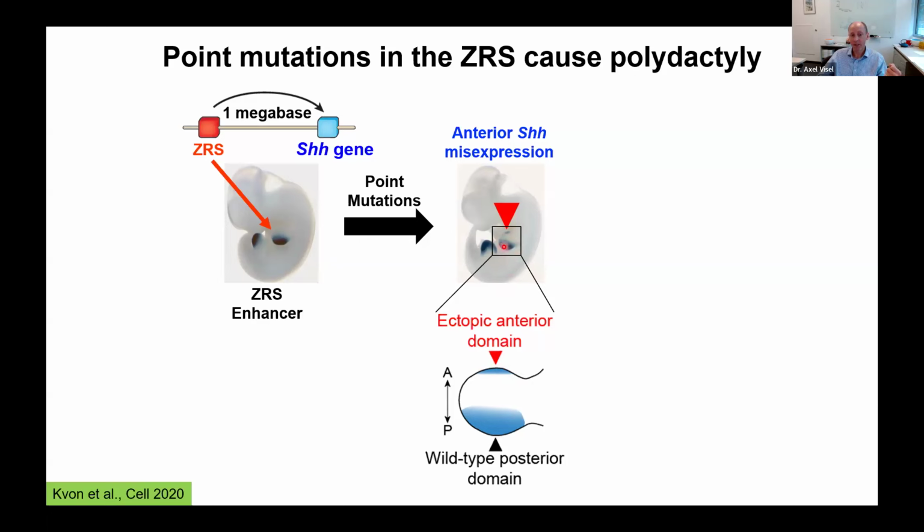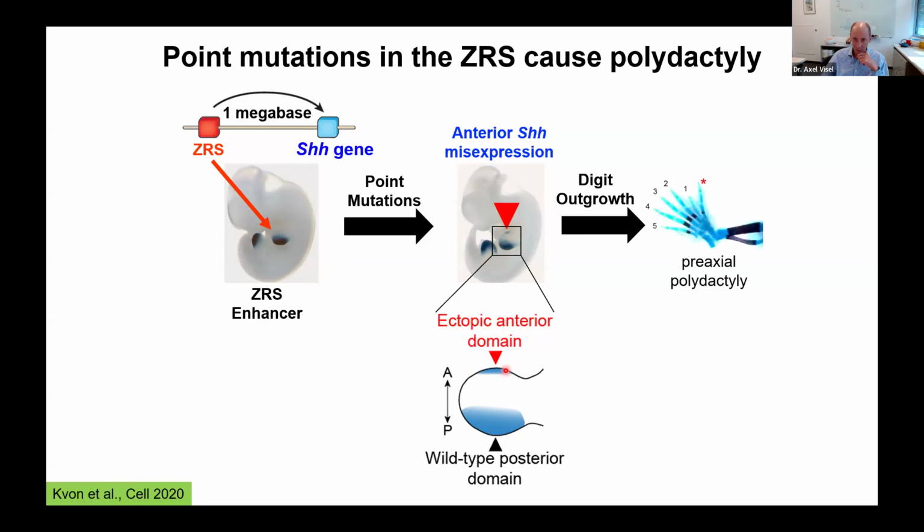This is showing just a Lexi reporter, but when this happens in the context of a real genome and sonic hedgehog is misexpressed here at the front end of the limb, what happens is that you get a digit outgrowth phenotype. So the limbs will look something like this. So this is a mouse limb towards the end of the gestation, so at E18.5, and you can see here the 5 regular digits, and you see here this extra thumb-like digit. So this is what is called preaxial polydactyly, an extra digit at the anterior end of the limb.